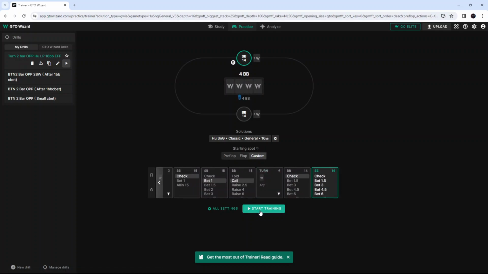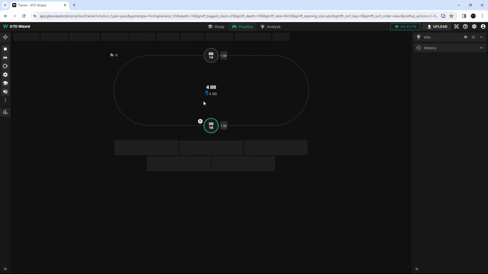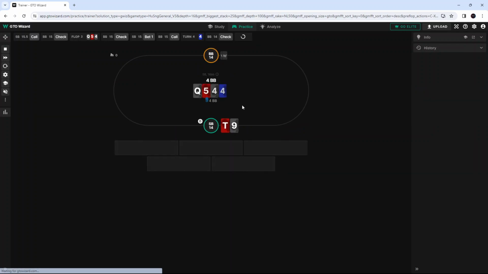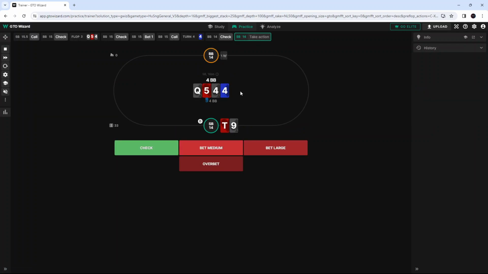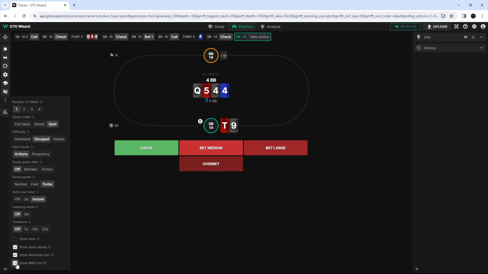Okay, and we can start our training. We're going to be able to drill some spots. So this time we had a paired turn. We noticed that usually on paired turns we can stick with just the sizings here. I don't think we need the exact sizings, just betting either medium, large, overbet or check is going to be good for what we want to do here. And for this I don't really want the RNG one on, so I can disable this here.